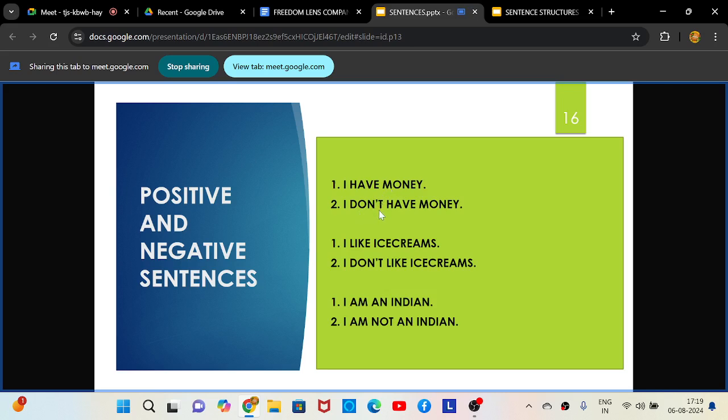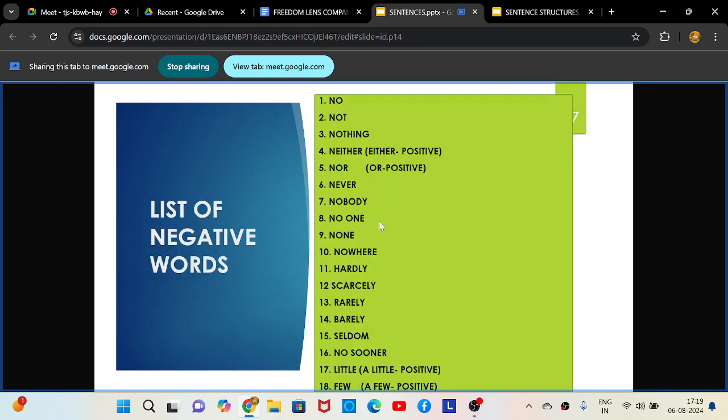Okay, so what are negative words? Is there only one negative word? No. There are actually 18 negative words. Okay, so this is the list of 18 negative words. I will just read it. No, not, nothing, neither, nor, never, nobody, no one, none, nowhere, hardly, scarcely, rarely, barely, seldom, no sooner, little, and few. Okay, so I repeat: no, not, nothing, neither, nor, never, nobody, no one, none, hardly, scarcely, rarely, barely, seldom, nowhere, no sooner, little, and few.